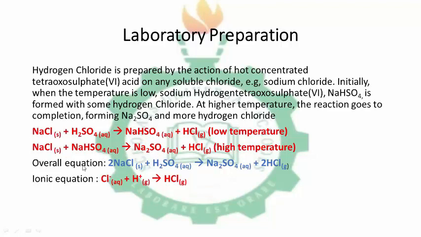And here is the overall equation for both reactions. That means at low temperature and high temperature, here is the overall equation showing the two conditions. And here is the ionic equation for the reaction.